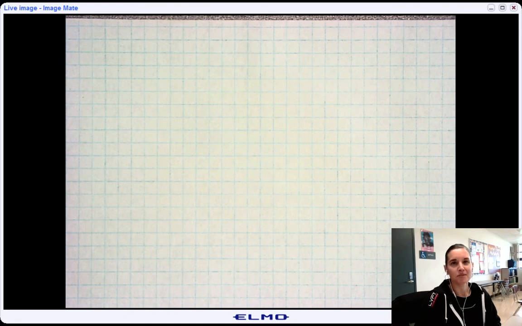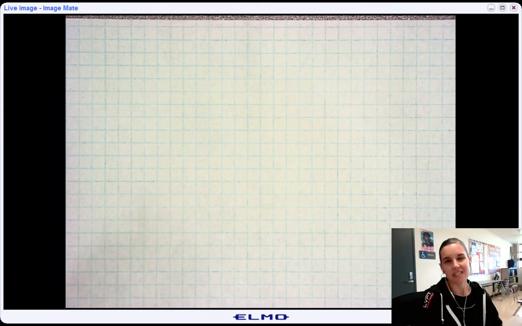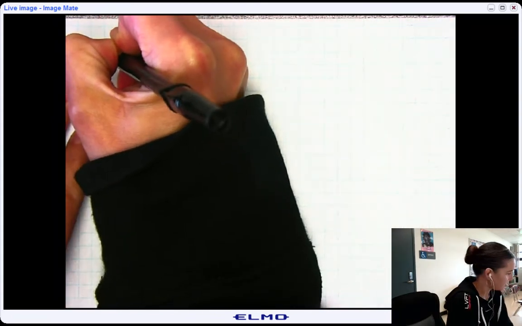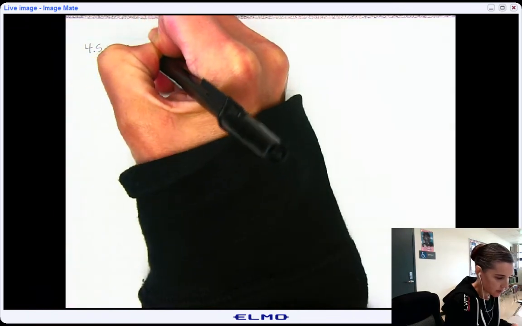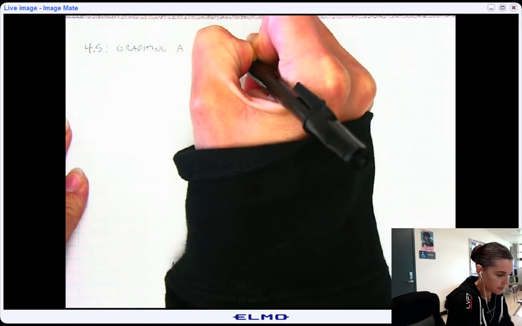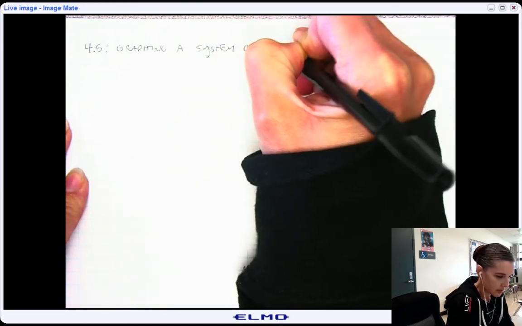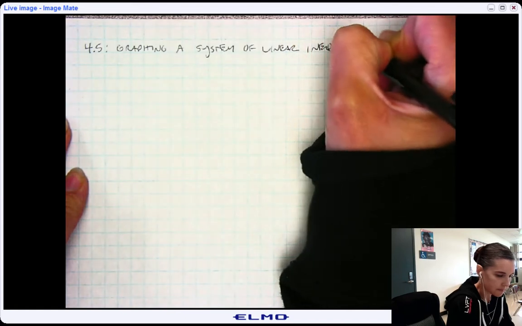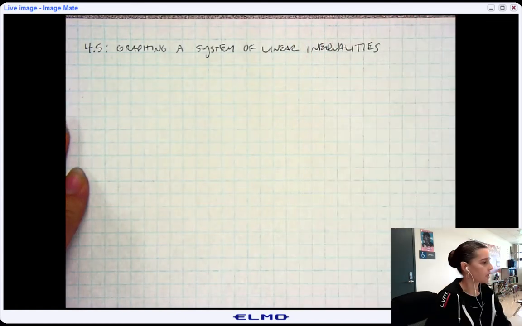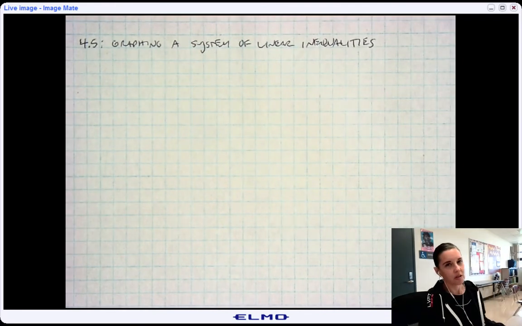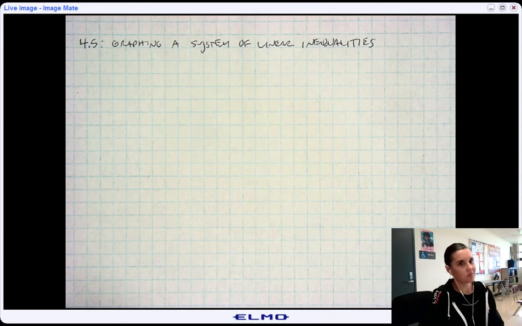Now we're going to go through section 4.5, which is graphing linear inequalities, or graphing systems of linear inequalities. So section 4.5 is graphing a system of linear inequalities. Okay, so I'm going to start off by reminding you on how to graph simple linear inequalities, and then we'll go into a couple systems of it.